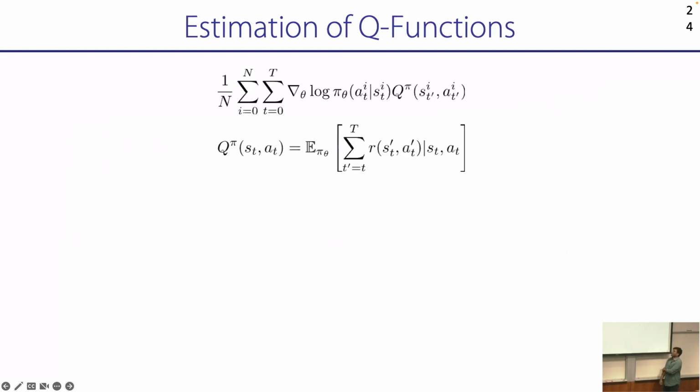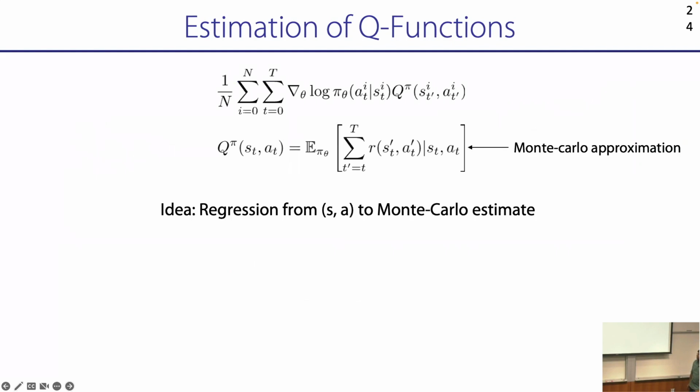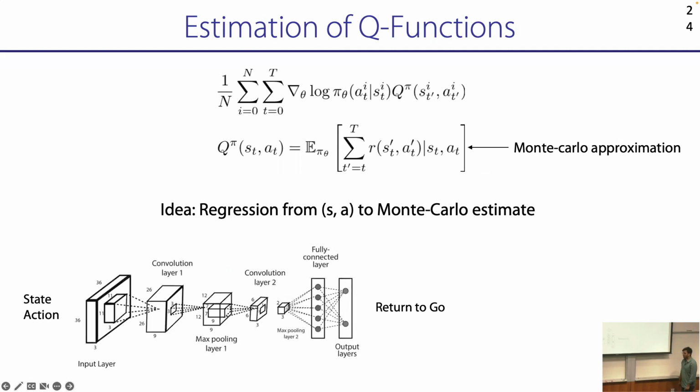Okay, so how do we estimate a Q function? A Q function is just the expected sum of rewards in the future at some state S and action A. The first thing you can do is Monte Carlo estimation. Imagine you had a bunch of samples from your policy. You could just do regression from state and action to the sum of rewards in the future. You can take all your trajectories, compute the reward in the future in that trajectory, and then do simple regression from S and A to the reward to go.